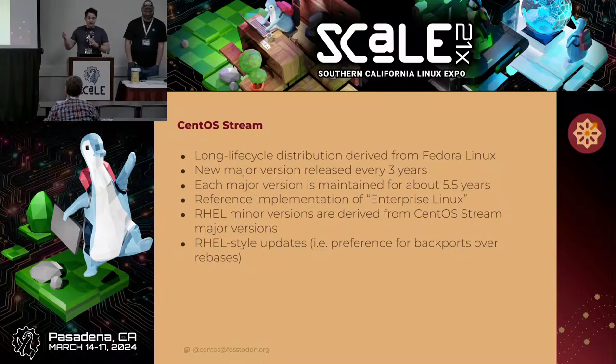Okay, so it's a long life cycle. We have a five-something year life cycle for CentOS, so there's about a two-year overlap between when the new version of CentOS comes out and the old one is still there.